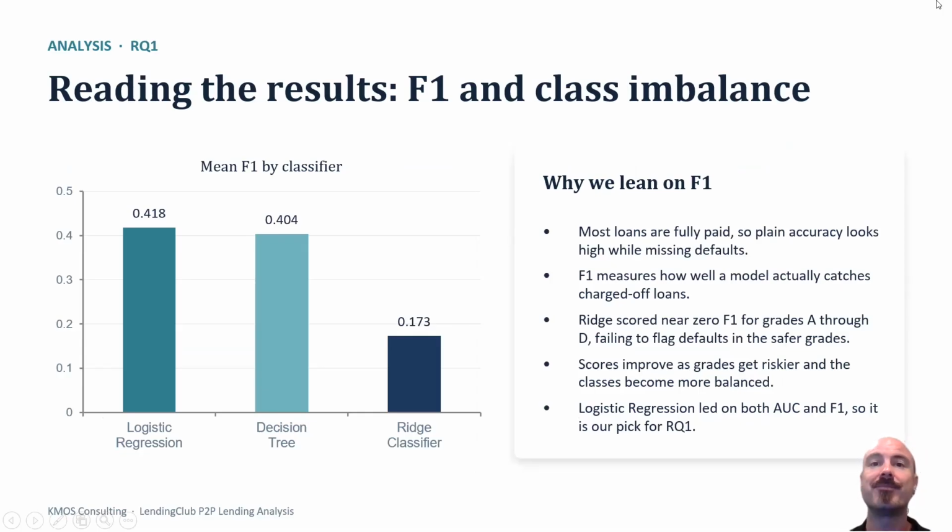Next up, reading the results. I do want to touch on this really quickly. Because most of our loans were fully paid, the models that we made could post high accuracy just by predicting fully paid every single time. So we did have to lean on F1, which, just as a quick reminder, is the combination of precision and recall, which rewards actually catching those charged off loans. Ridge regression is our cautionary tale here. We had a near zero F1 score in grades A through D. It flagged almost no defaults in any of those grades. As we get a little higher in the risk grades, so E, F, and G, where the classes are a little bit more balanced, the ridge regression did come through a little bit better.